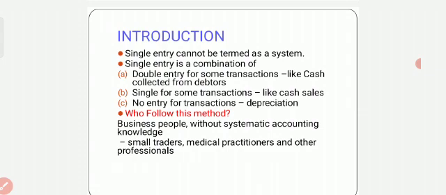Who follows this method? Business people without systematic accounting knowledge, that is, small traders, medical practitioners and other professionals. The definition of single entry is a system of bookkeeping in which, as a rule, only records of cash and personal accounts are maintained. It is always incomplete double entry, varying with the circumstances.